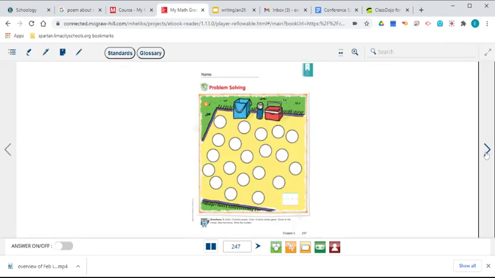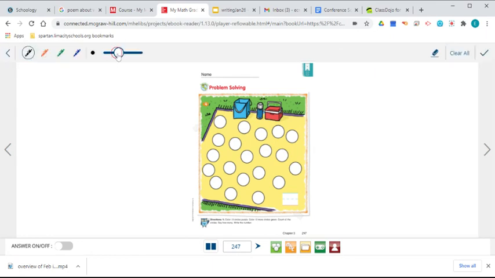You should be on page 247. And it says that we are going to color, let me go grab my pen here. We're going to color 10 circles purple. You can pick which 10 you want to do. I'm going to try to group mine together as best I can. So I've got 1, 2, 3, 4, 5, 6, 7, 8, 9, and 10.